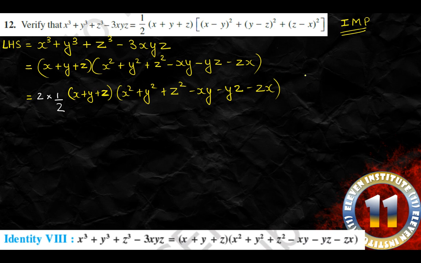So here in the bracket we have to write what operation we have done. What we have done? Multiplying and dividing by 2.